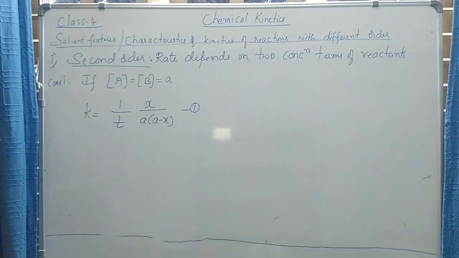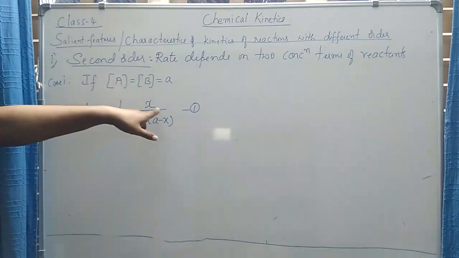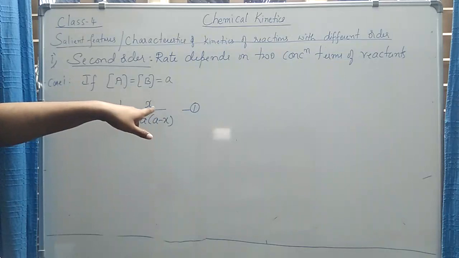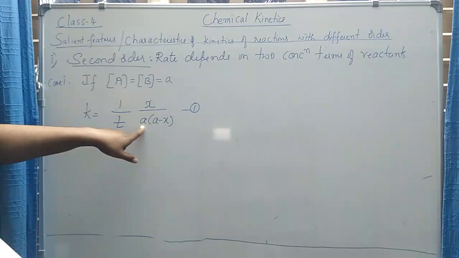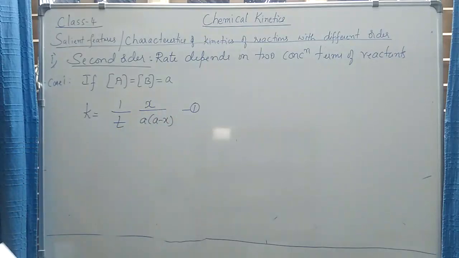So the rate constant of a second order reaction will be equal to 1 by time into X, that is the concentration of product formed at time T, divided by concentration of A, the initial concentration of the reactant, into A minus X, that is the concentration of the reactant at time T. So this is an expression obeyed by a second order reaction.